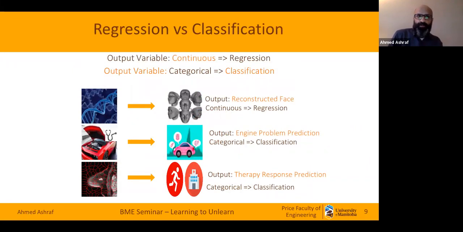Just a side note, when we talk about supervised machine learning, usually we talk in the context of a regression problem or a classification problem. A regression problem is a situation where your output is continuous, and a classification problem is the situation where your output is categorical. So in the first case, where you were asked to just predict the image of the face of a person, that was a regression problem. The rest of the two problems were classification.